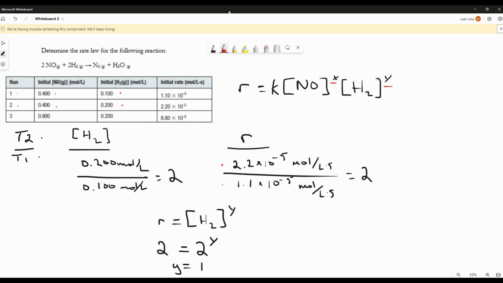For this reactant, we need to select two trials where the concentration of NO changes, but the concentration of H2 stays the same. So this will be trials 2 and 3. Using what we did here for H2, can you pause the video and try to find the exponent on NO using the same method by doing a ratio of concentrations, a ratio of rates, and then solving for the exponent. So pause the video now, try this, and then we'll see what you get.